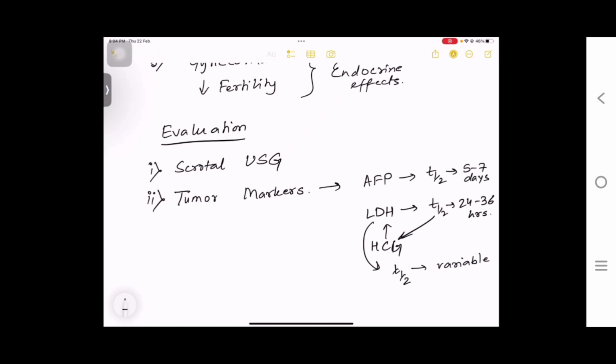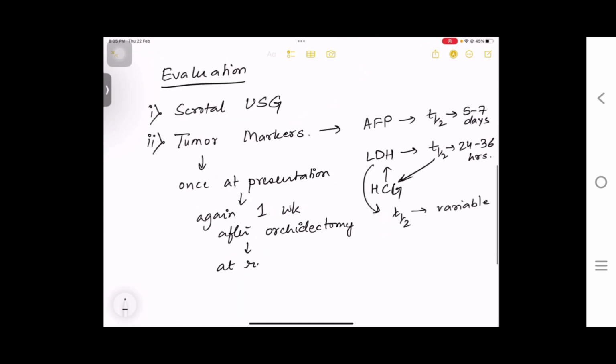But what you should remember is the half-life of these. Alpha-fetoprotein has a half-life of 5 to 7 days. LDH has a half-life of 24 to 36 hours. And the half-life of HCG is variable. Now, when to test for these tumor markers? That is an important thing.